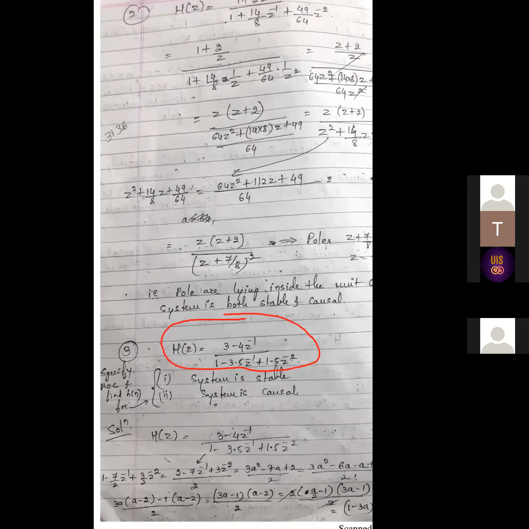We have to specify the ROC. We need to find the H of N for these two conditions. See, here individual conditions will come, stability and causality separately. So first we have to check the ROC and find H of N. So what you have to do is consider your H of Z, whatever is given to you. In order to get the ROC and H of N, H of Z is there, we want to find H of N, we require inverse Z transform.